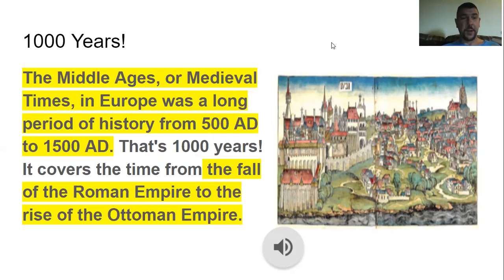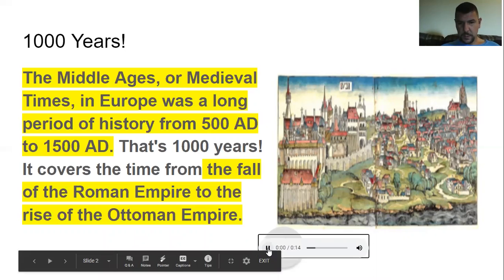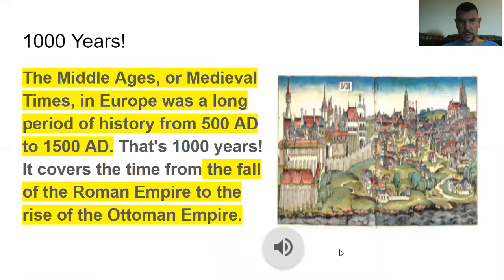So the Middle Ages and medieval times, it was a long period. It was from 500 AD to 1500 AD. Like I said, it was right after the fall of the Roman Empire, and that was in 476 AD. So here we go. 1,000 years. The Middle Ages or medieval times in Europe was a long period of history from 500 AD to 1500 AD. That's 1,000 years. It covers the time from the fall of the Roman Empire to the rise of the Ottoman Empire.